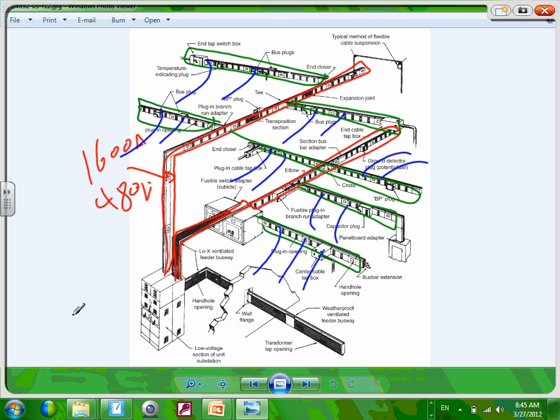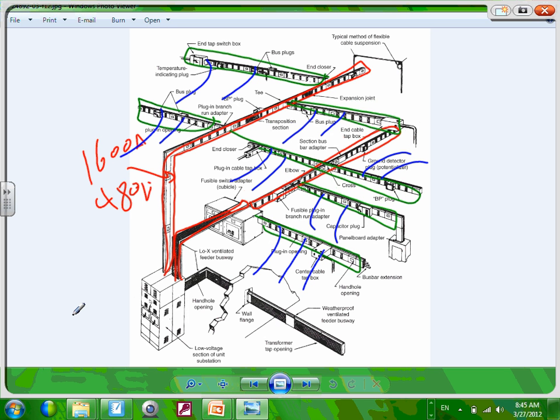Now, if every room has multiple machines, the best way to do it is to run a feeder busway across the hallway, tap from this feeder busway, and bring a plug-in busway to every single room to feed these loads. Any questions, guys, about feeder busways versus plug-in busways?